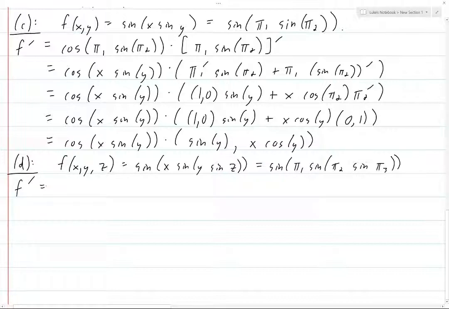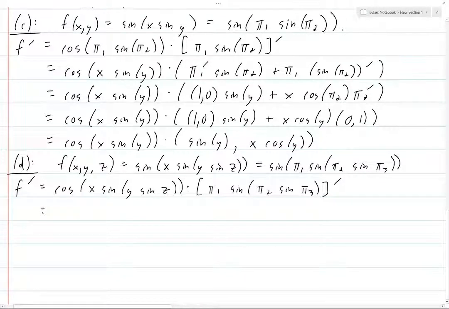Okay, so let's just do it again. We've got the chain rule, so we have cosine of all this stuff, and I'll just go ahead and write x sine y sine z, because normally we would first keep the projections in there, but there's not going to be any derivatives going on in here. All the derivatives will be going on in the second term that I'm about to write, and so that's fine. So we have pi 1 sine pi 2 sine pi 3 prime. Okay, so this cosine of x sine y sine z is going to follow us around a lot.